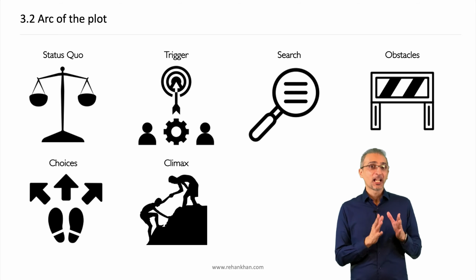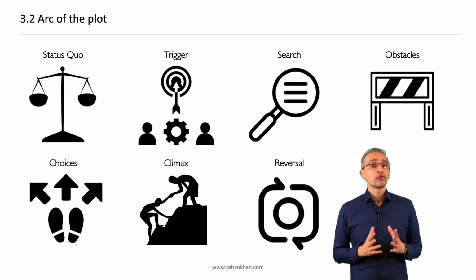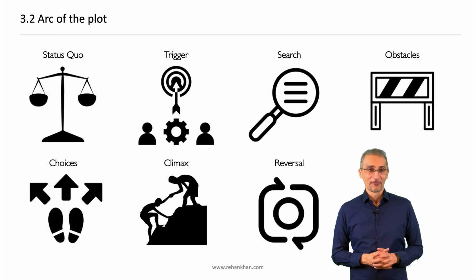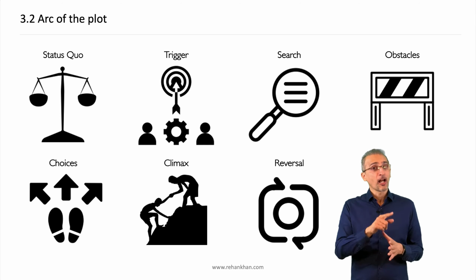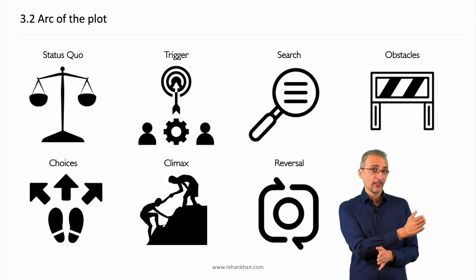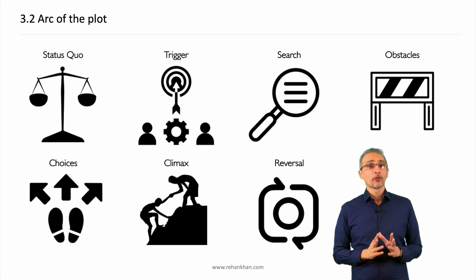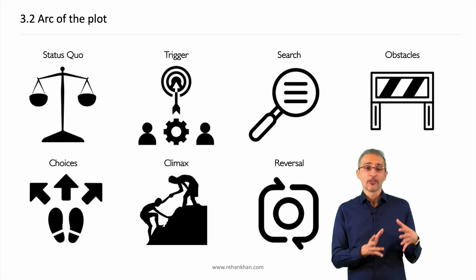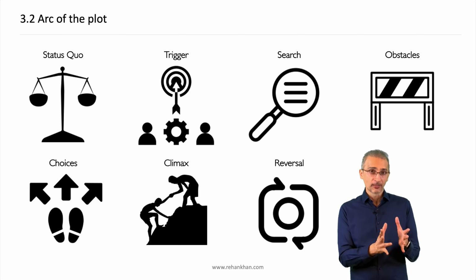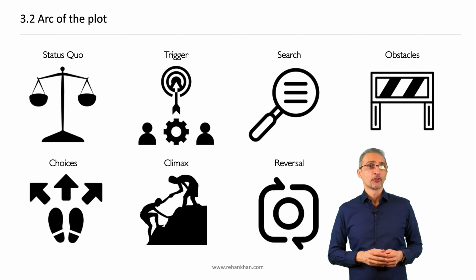Reversal. The climax should result in some form of reversal, where there is a change from the start of the story. The reversal is not a standalone event, but it's the culmination of everything which has gone before. For example, in The Lord of the Rings, the hobbits return to their beloved Shire, but they are changed as a result of their search, the obstacles they encountered, the choices they made, and the climax of destroying the Ring of Power.